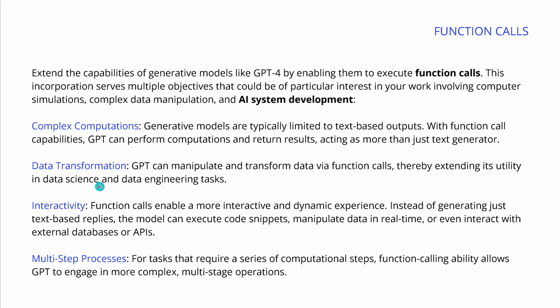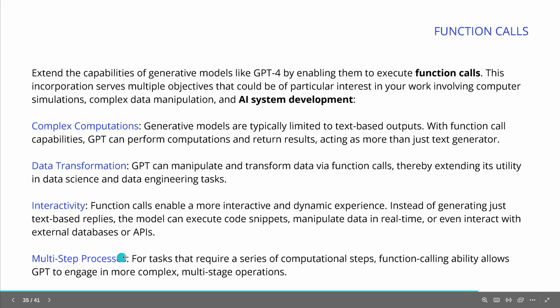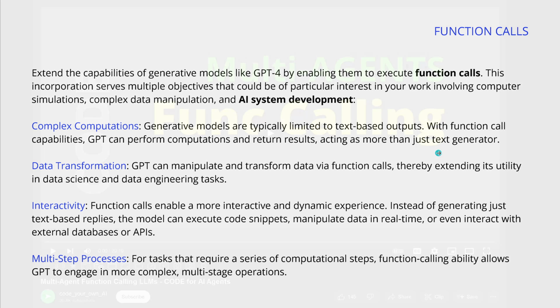Data transformation, integrated data science, and data engineering tasks with the help of function calls, or the interactivity. Function calls enable a more interactive and dynamic experience for our LLMs. Instead of just a text-based reply, you can execute code snippets, manipulate the data in real time, or even interact with external databases. Or in the simplest agent case, we have RAG-based APIs or just pure APIs. And of course, this function calling enables GPT in interacting in a more complex multi-stage operation, as I just showed you here with this new memory close by.